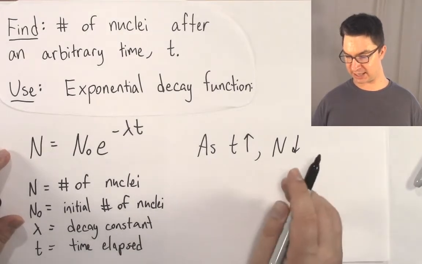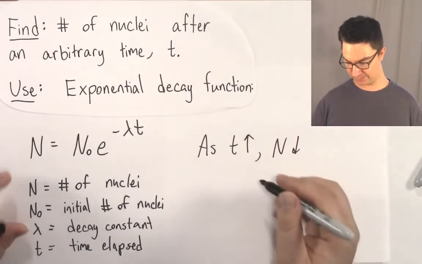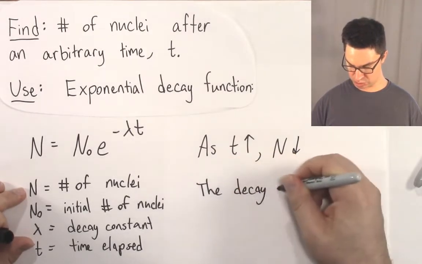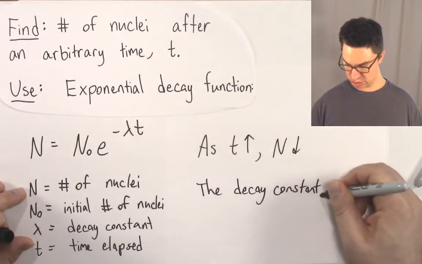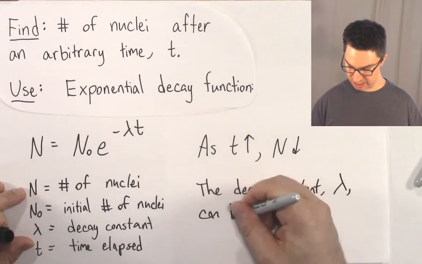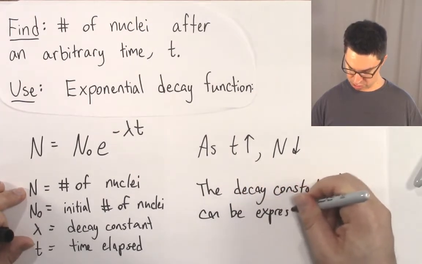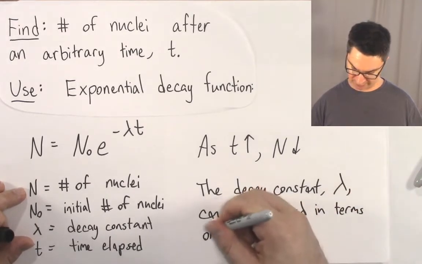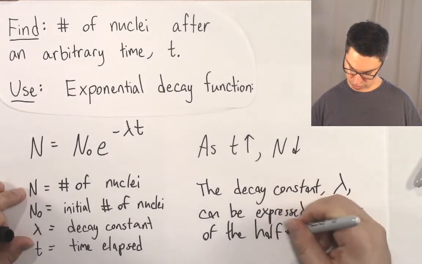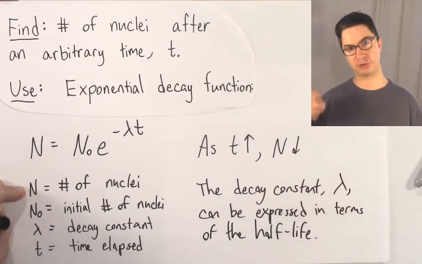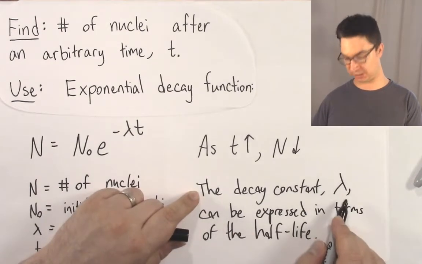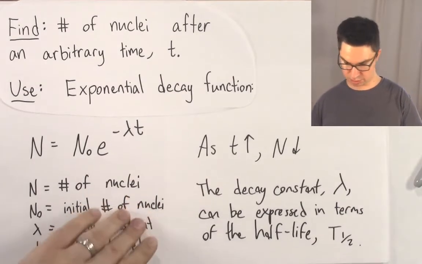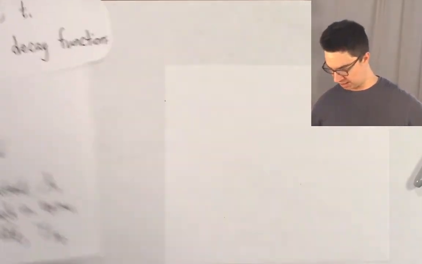So let's go ahead and express the decay constant lambda. We're going to say that the decay constant lambda can be expressed in terms of the half-life. So right now we're going to run through the derivation for how you can relate the decay constant lambda to the half-life T 1/2. All right, so let's do that together.